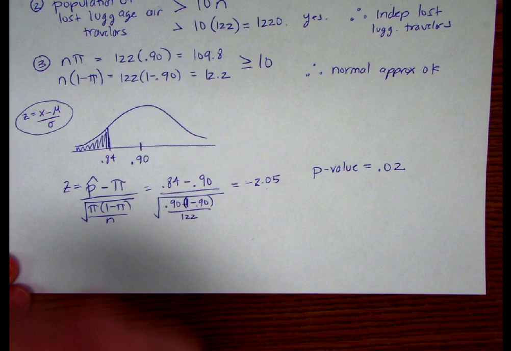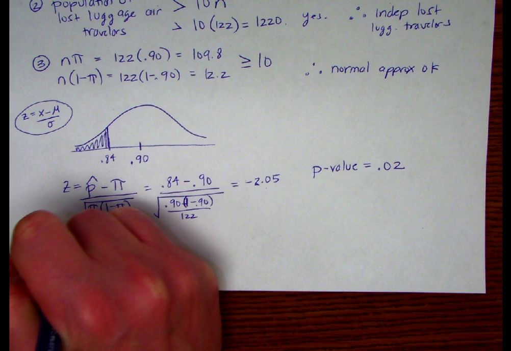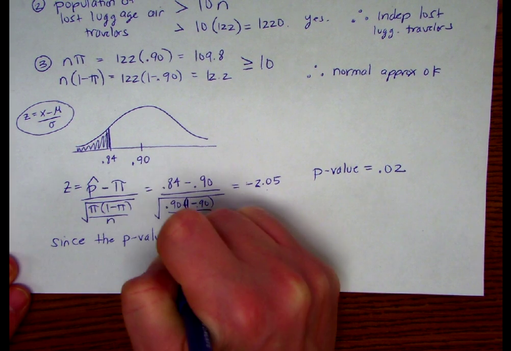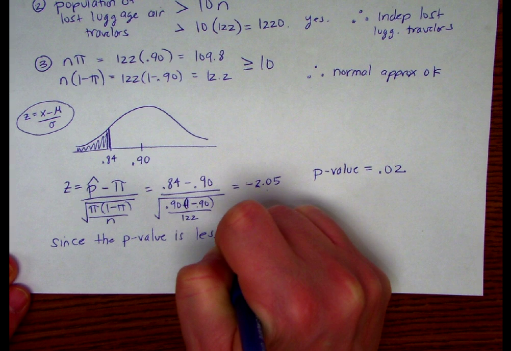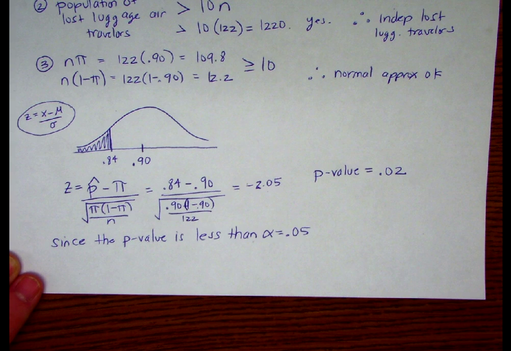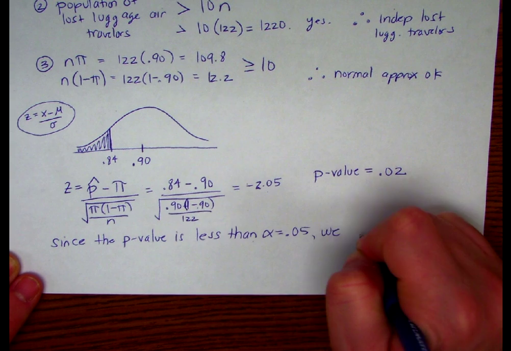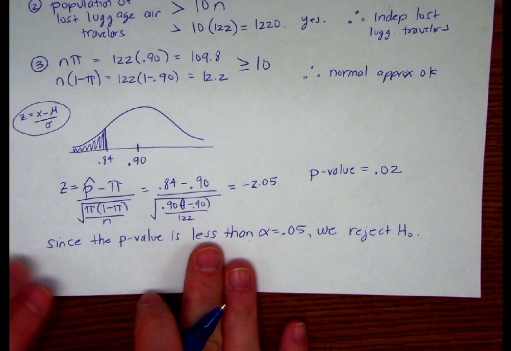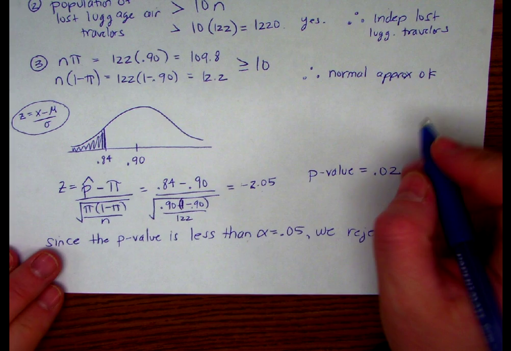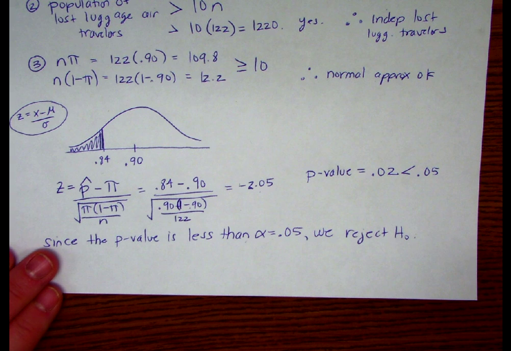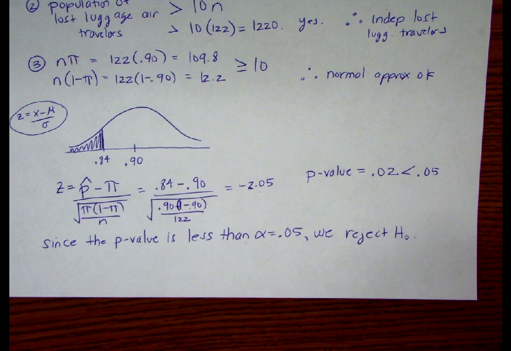So we are going to write, since the p-value is less than alpha equals 0.05, we reject H0. Okay. If your p-value is smaller than 0.05, you reject H0. Okay, so we're rejecting the company's claim.